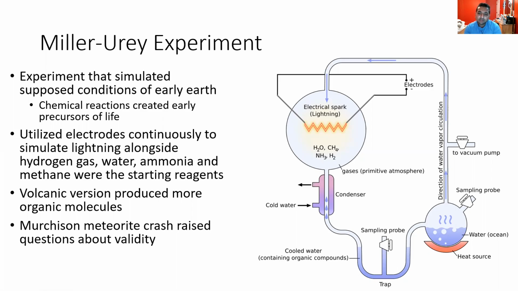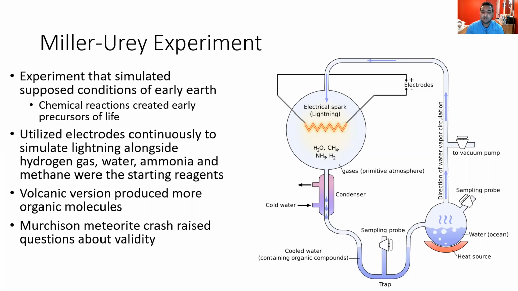There is a volcanic version of this that actually produced more organic molecules, which is very interesting. This is the most famous iteration, but there are different iterations of this experiment. And the volcanic version actually produced more organic molecules. But then the Murchison meteorite crash raised questions about the validity.